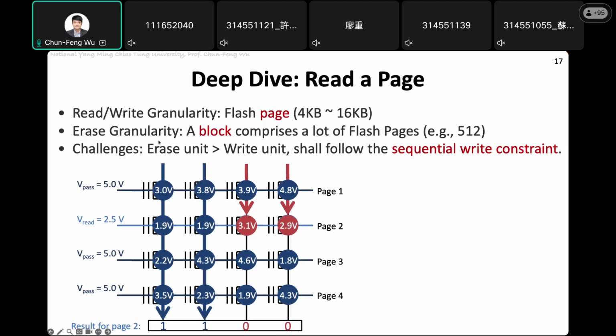Because the erase unit is larger than the write unit, we are constrained by the sequential write constraint. You cannot write the same page twice, generally.